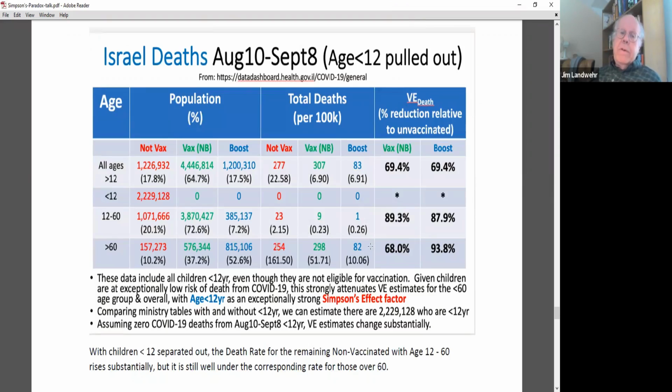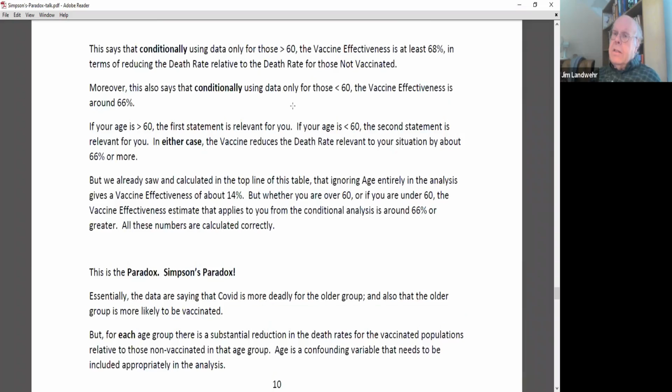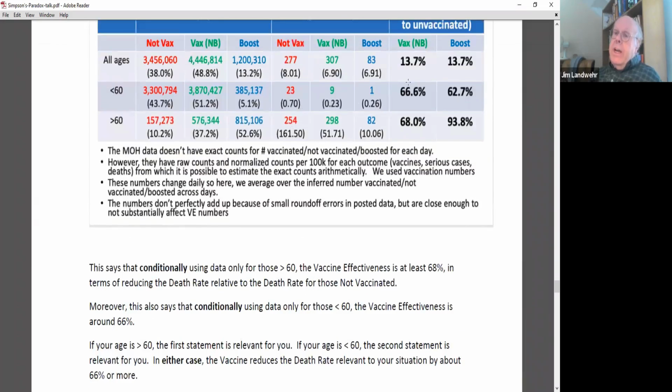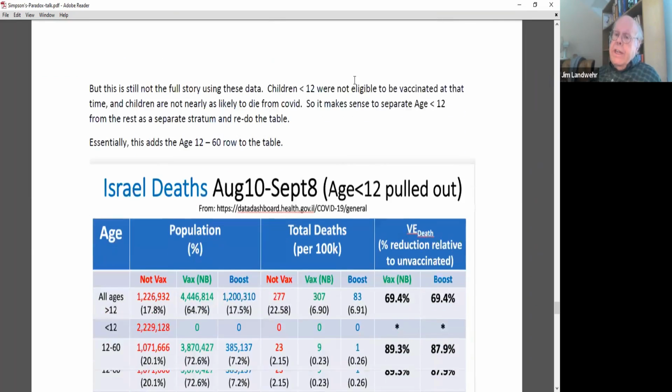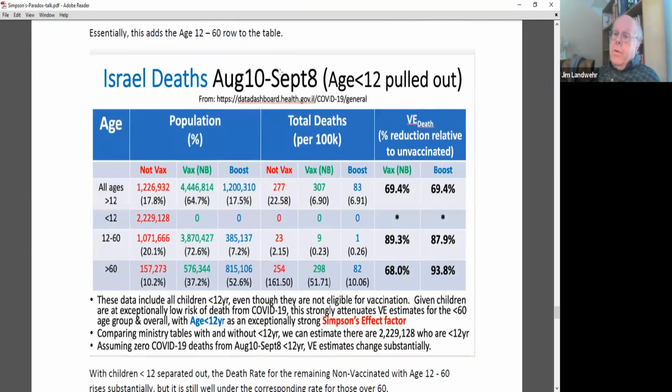So basically what Morris did was to separate out the people from 12 to 60 from those who are over 60. And you see the vaccine effectiveness for the last row is the same as what we had before, 68% and 93.8%, because that group hasn't changed. But the less than 60 group has now been divided into two sets. There's the children, for which we don't have any measure of vaccine effectiveness.